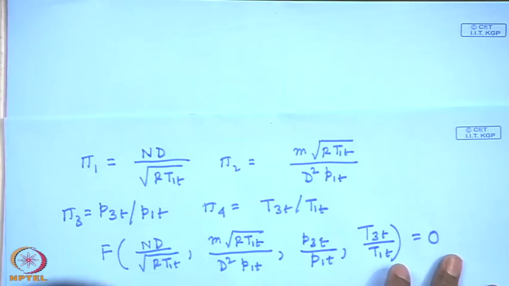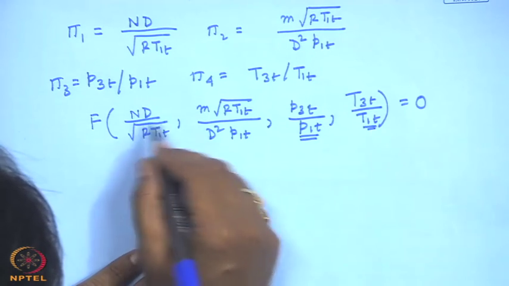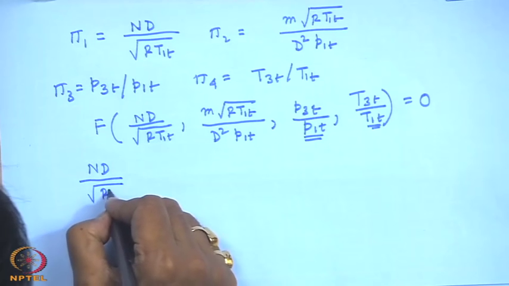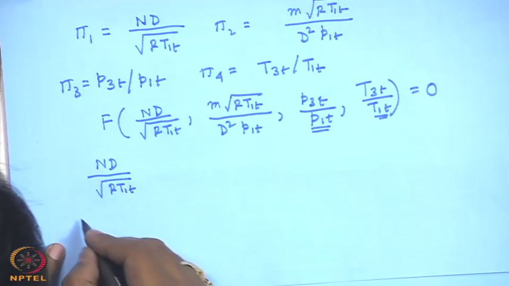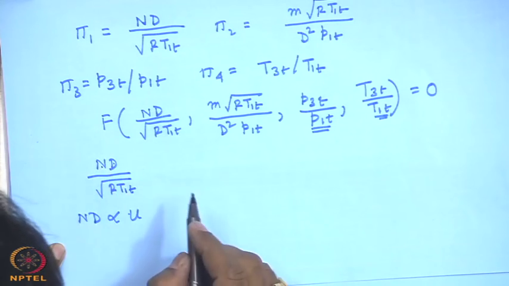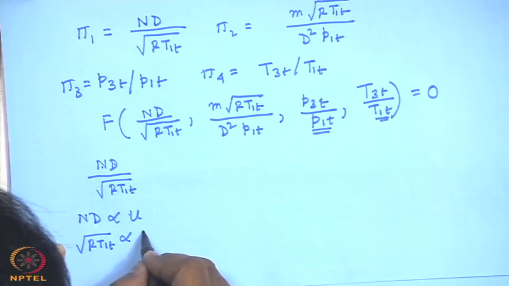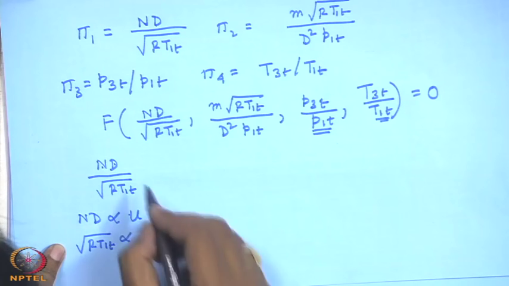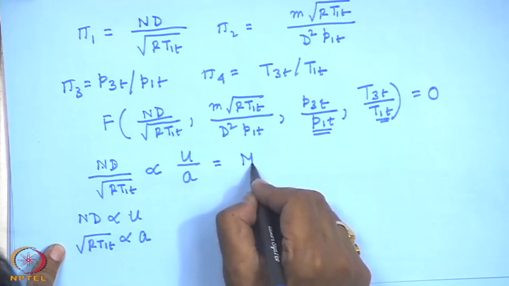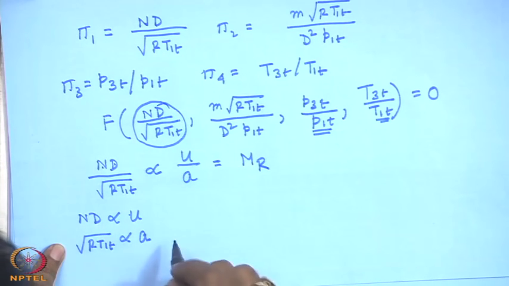Now, before proceeding further, I would like to tell you that these two are very clear. They are the ratios of total pressure and total temperature. These two have some physical significance. For example, this pi 1, ND by root over RT1T, what is the physical significance? Now, ND is proportional to the tip speed of the impeller, a rotational speed into the impeller diameter. And root over RT, I told you that the sound speed is given by root over gamma RT, so it's proportional to the sound speed, acoustic speed in the medium relative to the flow. So therefore, this is proportional to U by A, which is known as Mach number based on rotor speed. So this pi term signifies physically some sort of Mach number based on rotor speed.